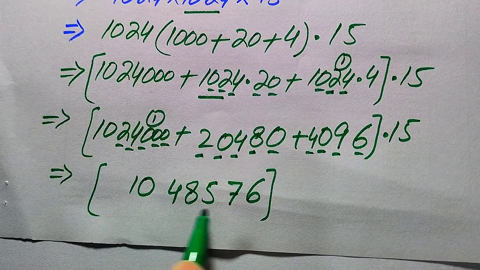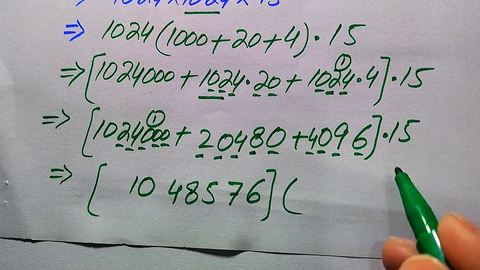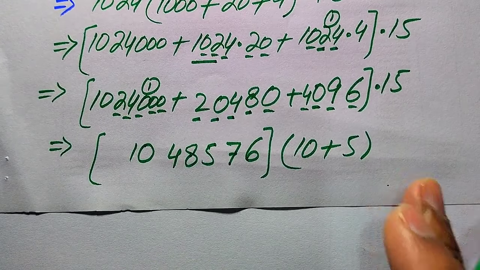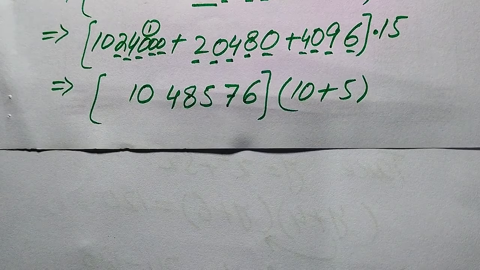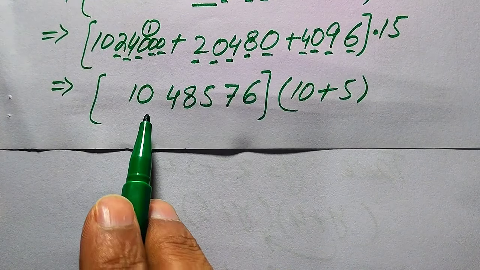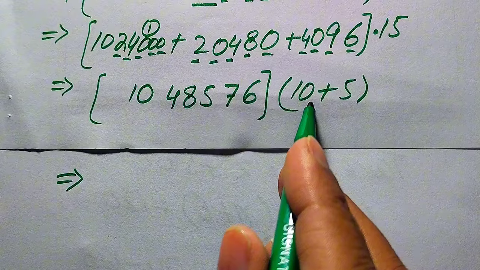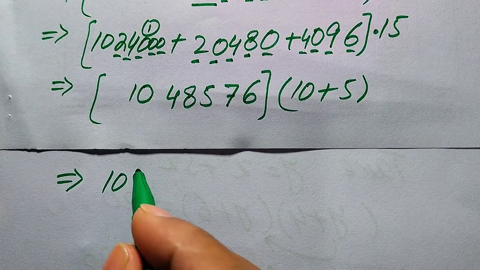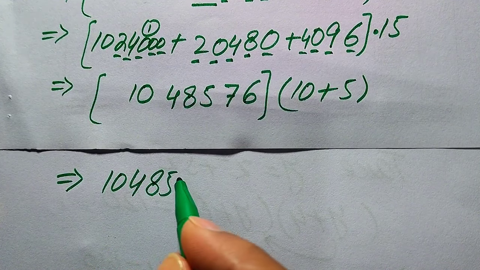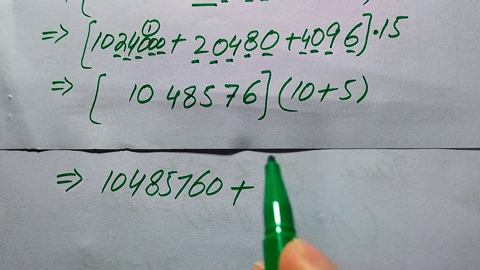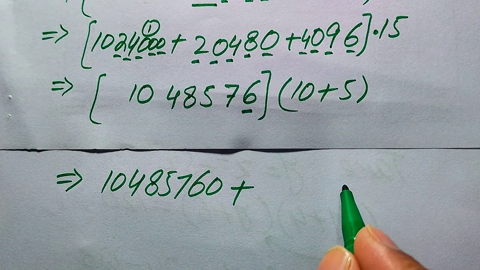So we need to multiply this number with 15, and now we break this 15 as 10 plus 5. And in the next step, we need to multiply this value on both of these two terms separately. So when we multiply this value with 10, it will be written as 10485760. And now we multiply this value with 5, it will become 5 6s are 30.